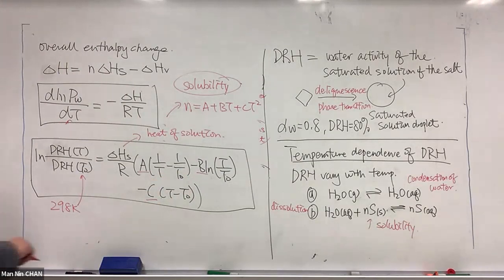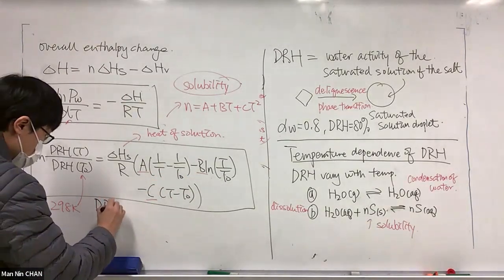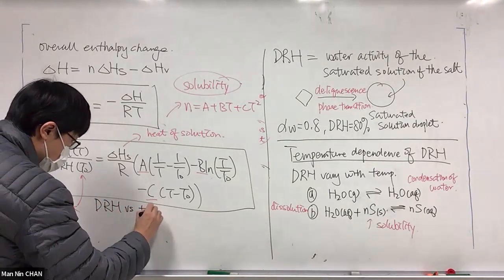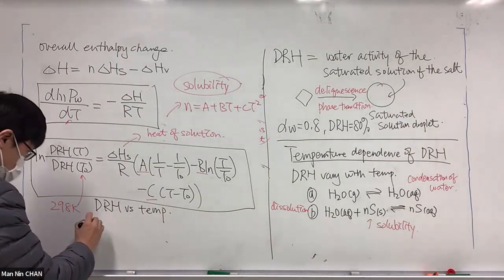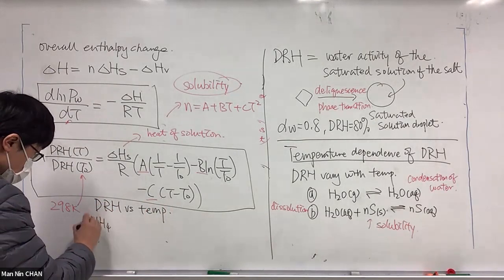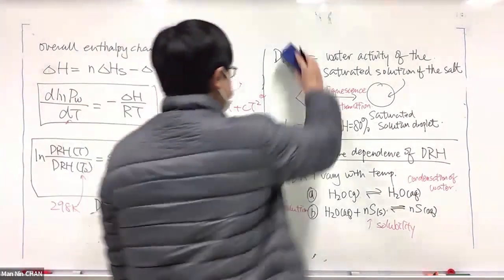But one thing is just to give you some information for some common salts. Let's say DRH versus temperature. Just to give you some numbers for some common salts. For example, we have always talked about ammonium sulfate. Let me write down here.